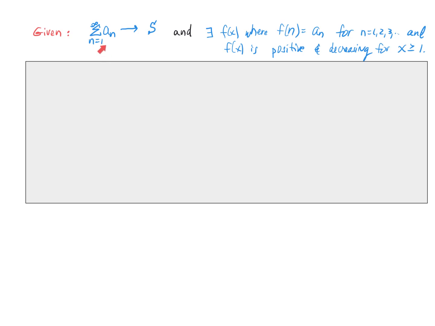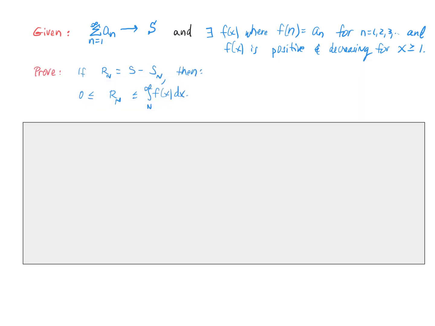So this problem deals with an infinite series, which converges to some value s, and some continuous function, which matches each term of the series for its input values, and our function is positive and decreasing. This means we'll be using the integral test. All right, what are we supposed to prove?